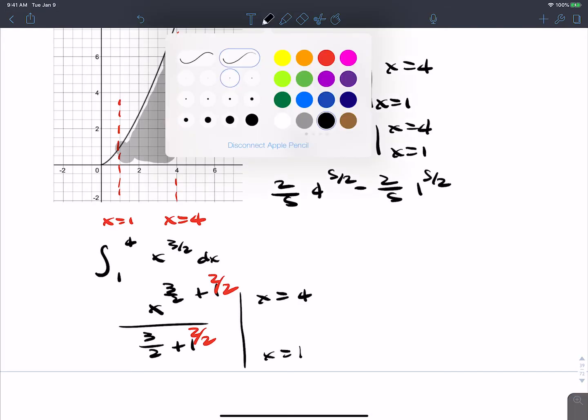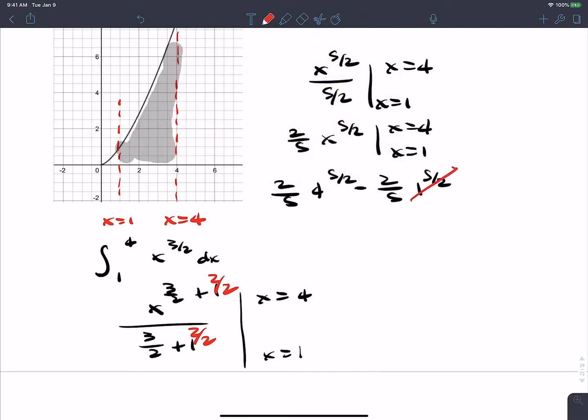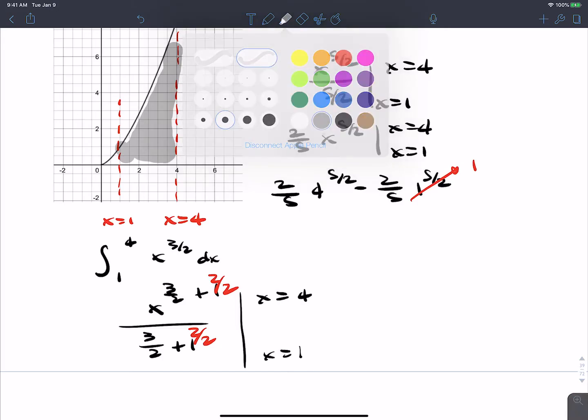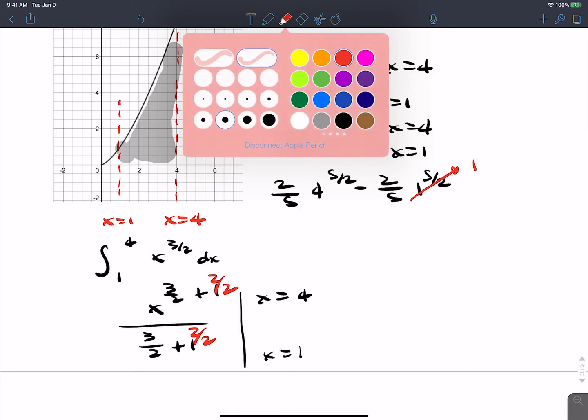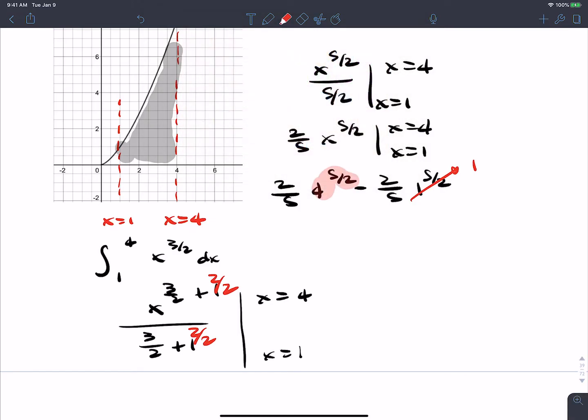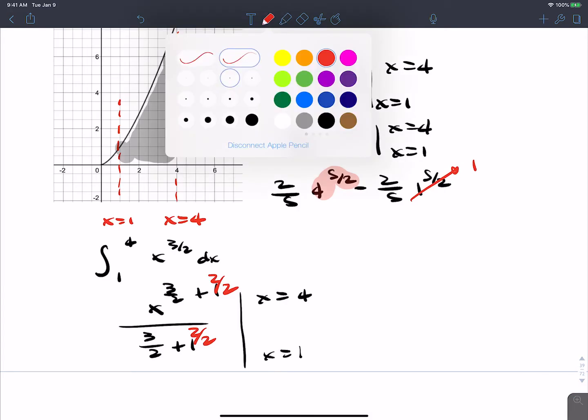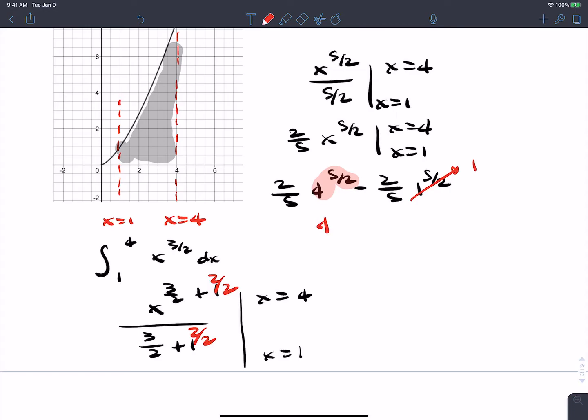Now, what's nice about using the value 1 is that 1 to any power will be 1. We just have to focus on this portion right here. What's 4 to the 5/2? If you remember what we did prior, write this as a mixed number. Isn't that 4 squared times 4 to the 1/2? Which is going to be 16 times the square root of 4. 16 times 2, well, that portion's 32. So we can do that.